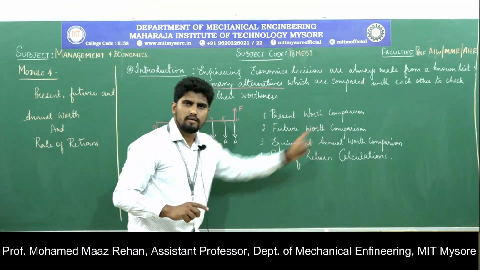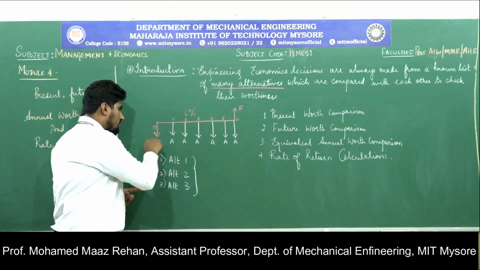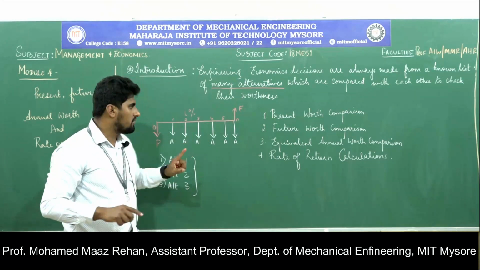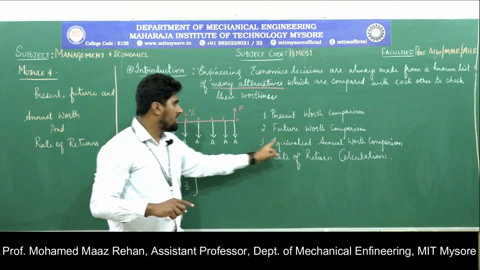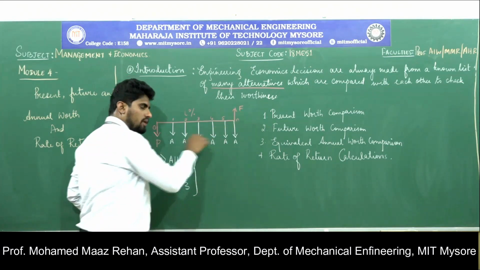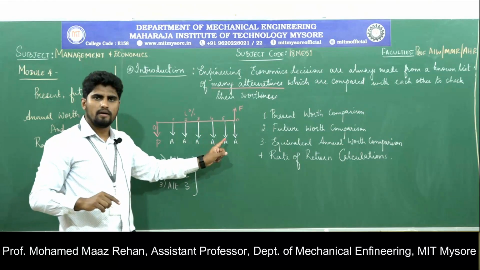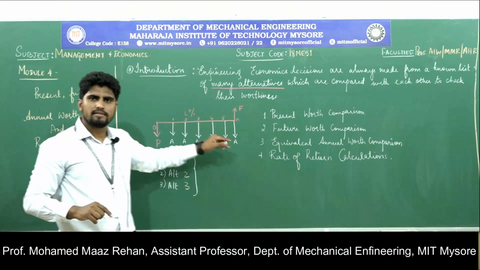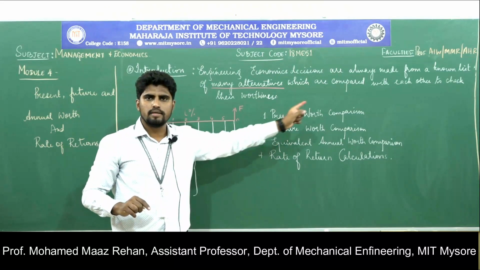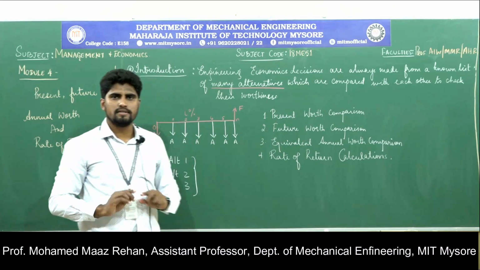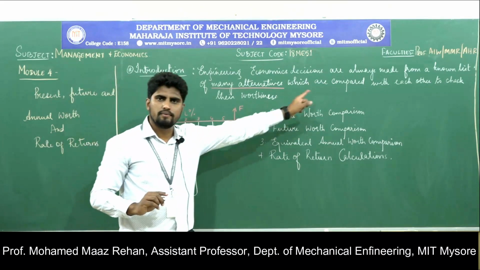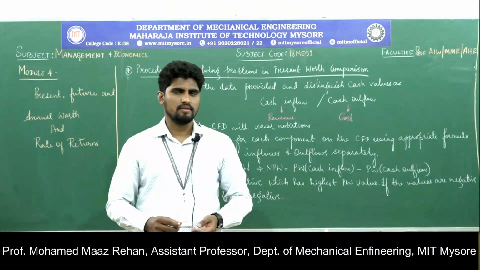In the case of future worth comparison, you are converting this P, the present amount, to a future amount, and the annual amount to a future amount. In annual worth comparison, you are converting the future amount and present amount to A. The procedure remains the same for all these three methods: present worth comparison, future worth comparison and annual worth comparison. If you have the alternatives, then only we will proceed with the various comparisons.